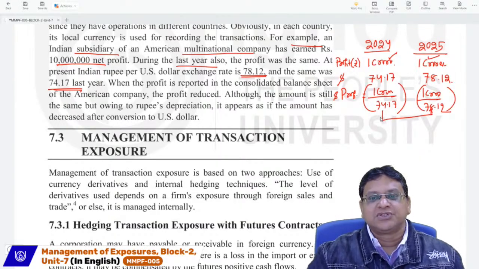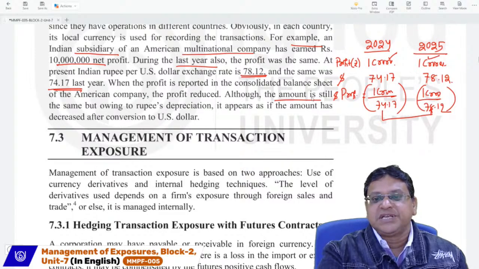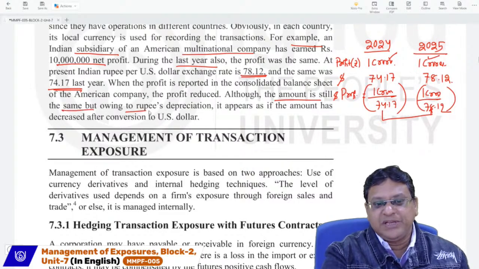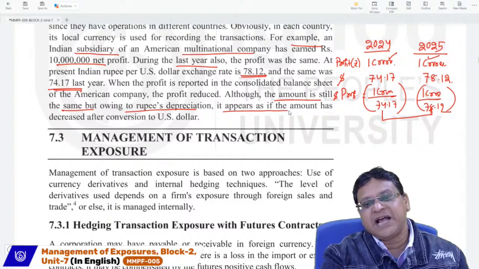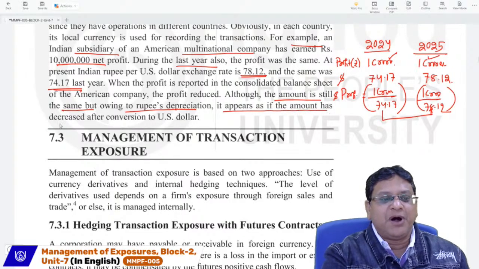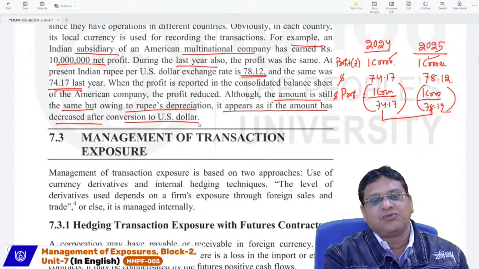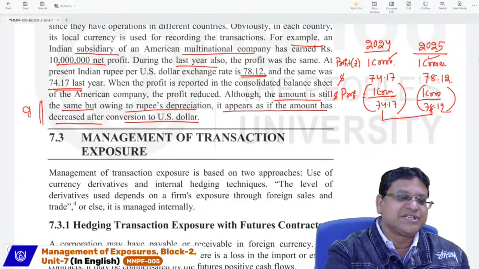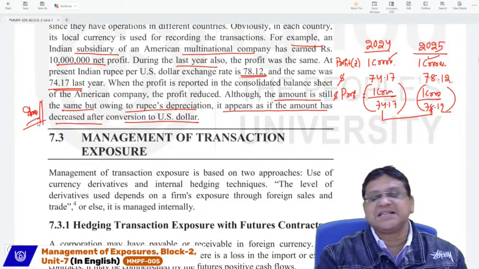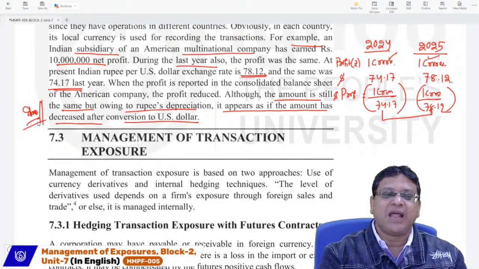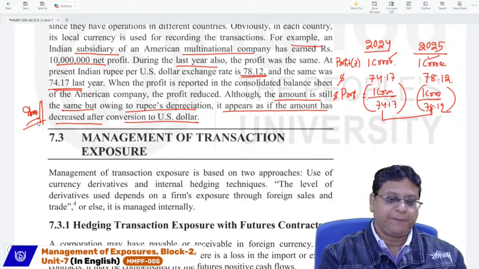Am I clear? So, although the amount is still the same, owing to rupee depreciation it appears that the amount has decreased after conversion to US dollars. And this is known as translation exposure, or accounting exposure.